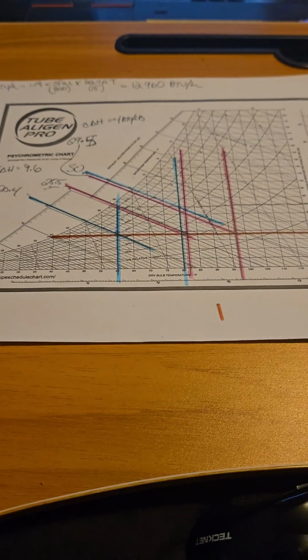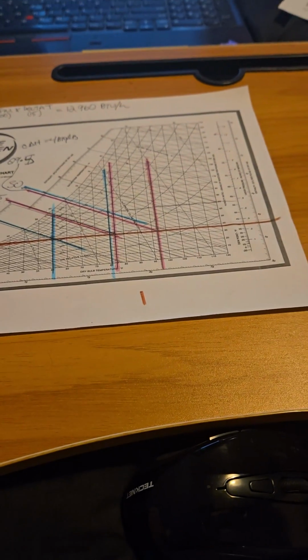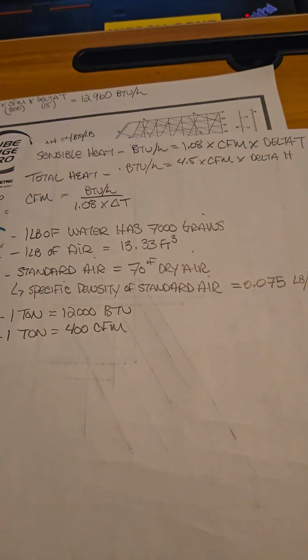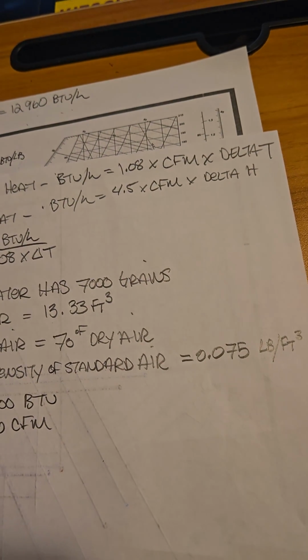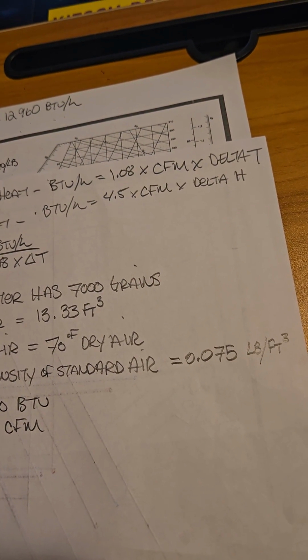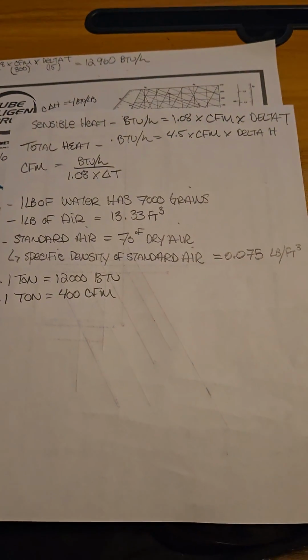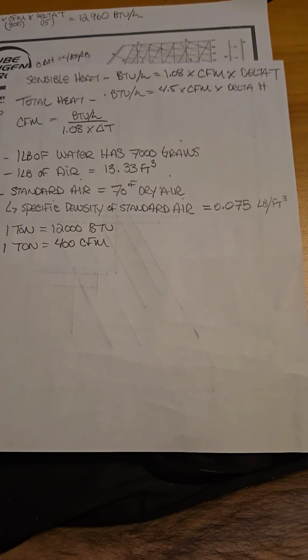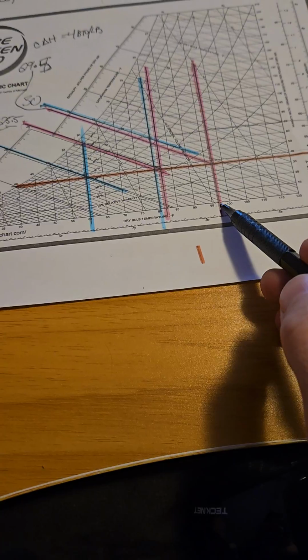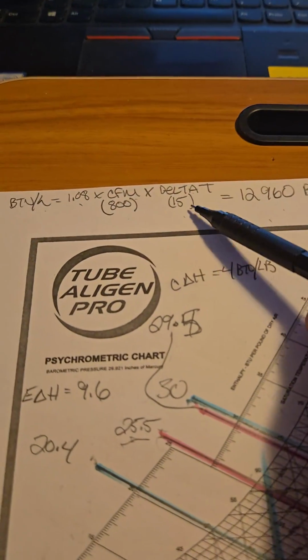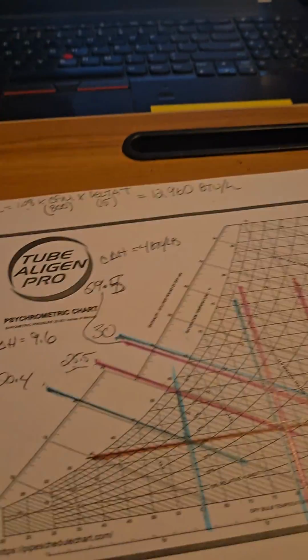So because our condenser is a 100% sensible exchange, we are going to use our sensible heat formula, which is BTU an hour equals 1.08 times CFM times delta T. You can screenshot this page if you want, just some random info, but good to know. Anyways, like I said, we didn't need to plot this. We could have just known delta T was 15. But the process, the journey.